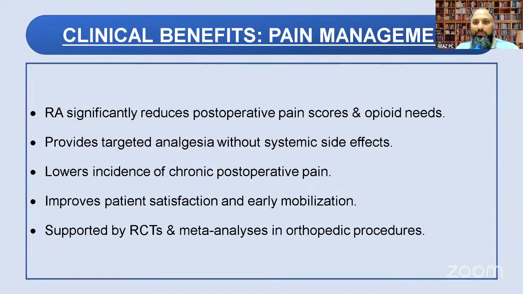Regional anesthesia has clinical benefits in postoperative pain management. It significantly reduces postoperative pain scores and also decreases opioid needs, when the world is moving towards lower opioid consumption. Regional anesthesia provides targeted analgesia without systemic side effects. It also gives the benefit of a lower incidence of chronic postoperative pain, or CPSP, chronic post-surgical pain. It also improves patient satisfaction and early mobilization, especially after thoracic and abdominal surgery, if the correct type of regional anesthesia is given. Regional anesthesia is supported by RCTs and meta-analyses in orthopedic procedures and other major surgeries also.